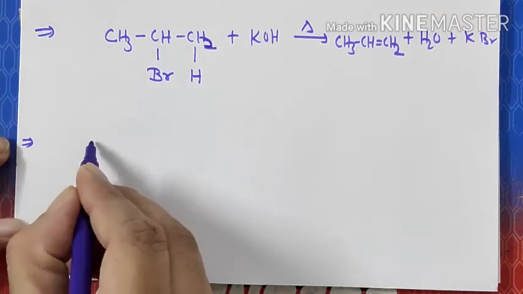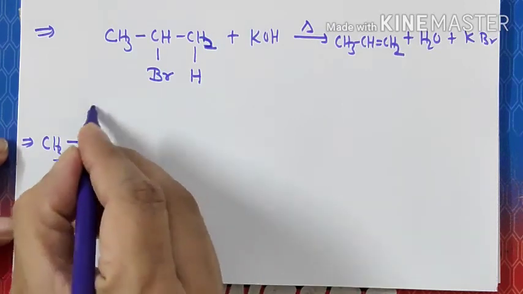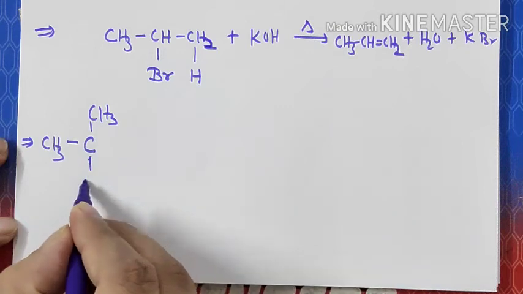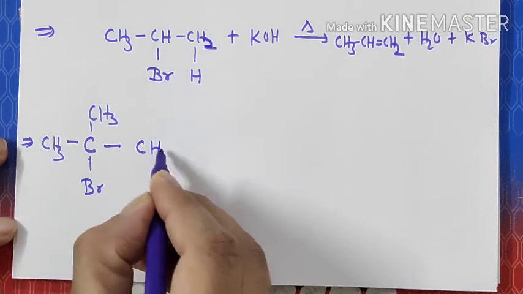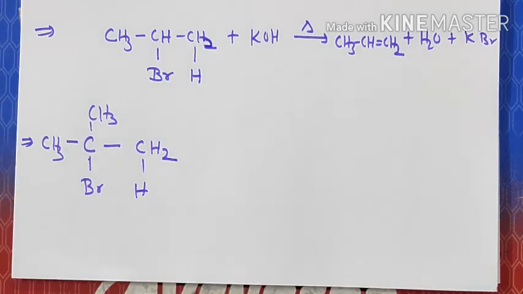I take a tertiary (3 degree) compound this time: CH3, CH3. Here I take Br, and here I write CH2 and H. Now students, understand this.